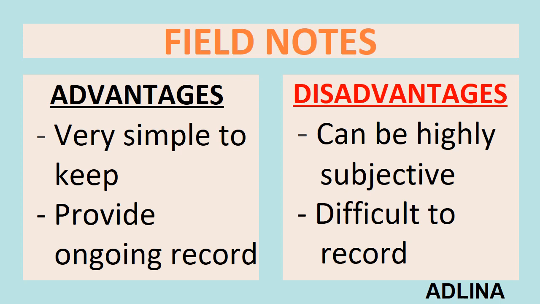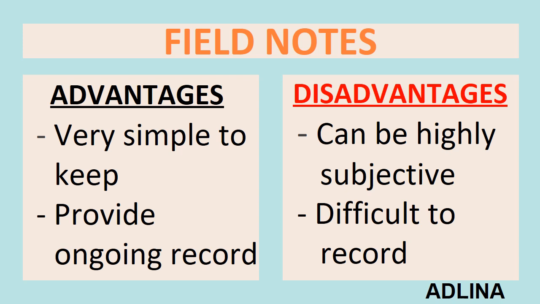Next is field notes. Advantages. The first one is very simple to keep. It is because it is taken down by the researcher itself, not needing an outsider in the process. But the researcher needs to have a backup plan because this process requires equipment like camera, recorder, microphones, and many more.